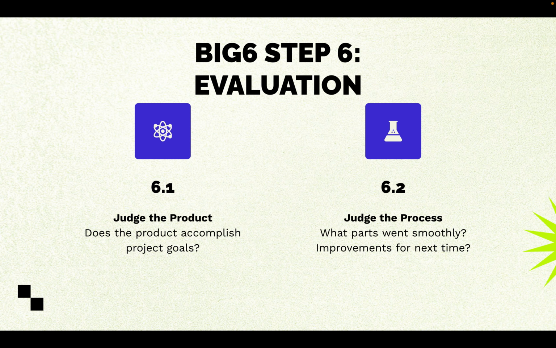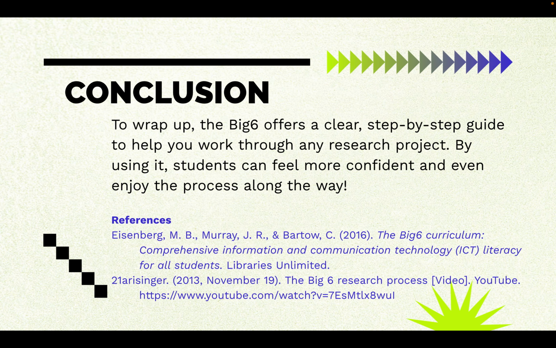6.2, it's also important to judge the process. Think about the Big Six. What parts went smoothly for you this time around? What improvements could be made for next time? Just things to watch out for. So, in conclusion, that's the Big Six.